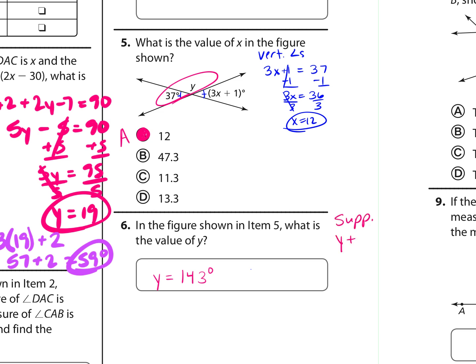So y plus 37 is equal to 180 degrees. So I could just solve that little equation, or I could have just simply subtracted to start with to find that y is 143 degrees.